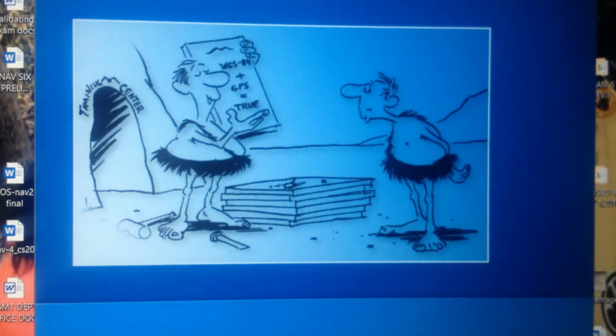WGS-84 is the reference datum for GPS, and this relationship can be the source of significant error for navigators wishing to plot a GPS fix on a chart that is not referenced to WGS-84.